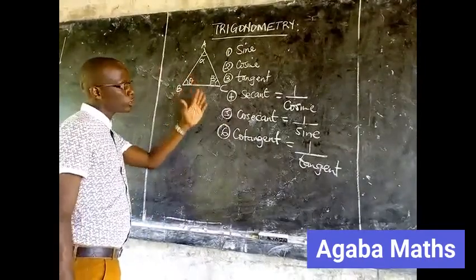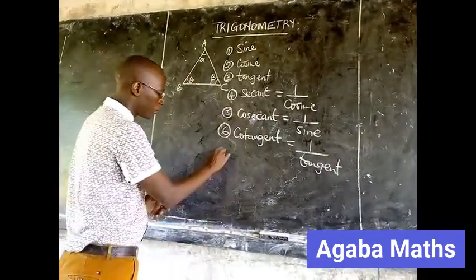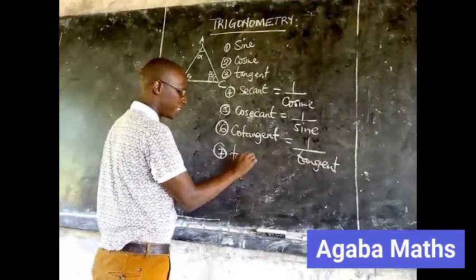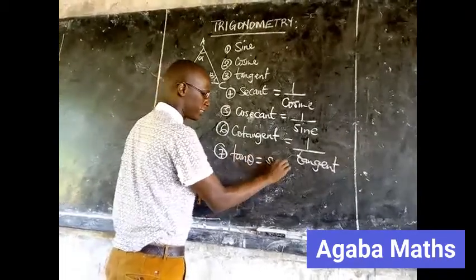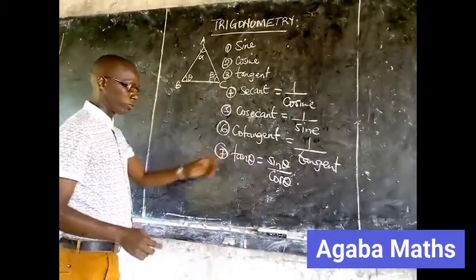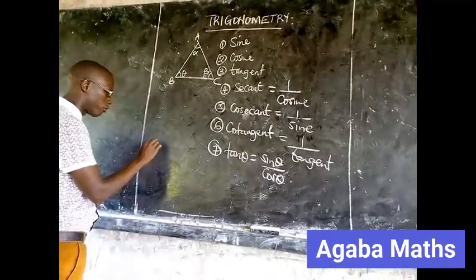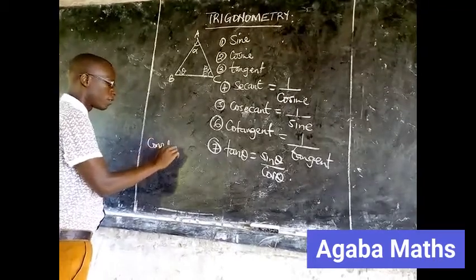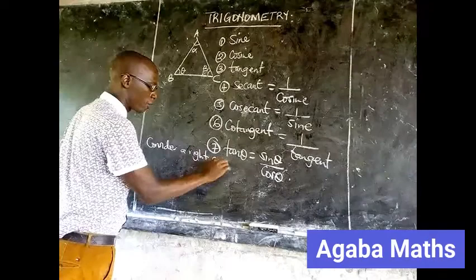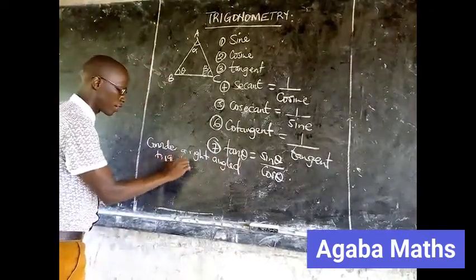Now, these ratios are related, and what we should still know is that tan theta is the same as sine theta out of the cosine of theta. We are going to see how this comes about. First of all, we are going to consider a right-angled triangle.